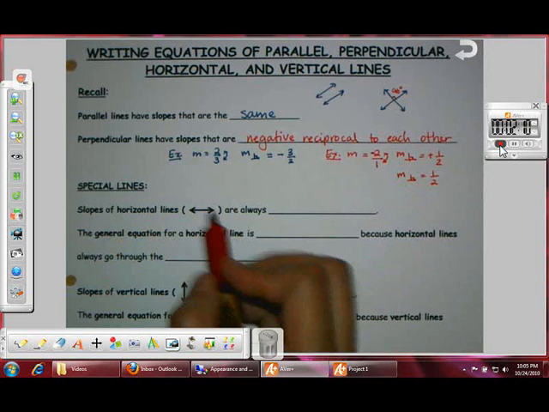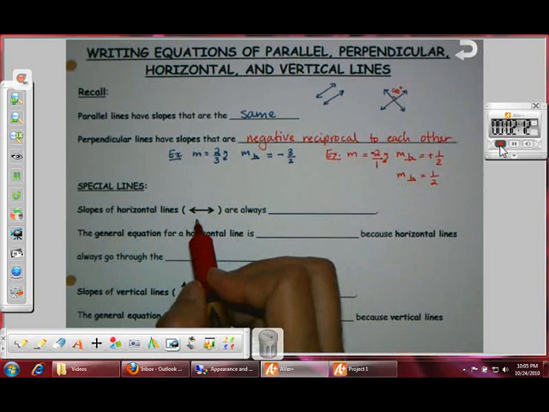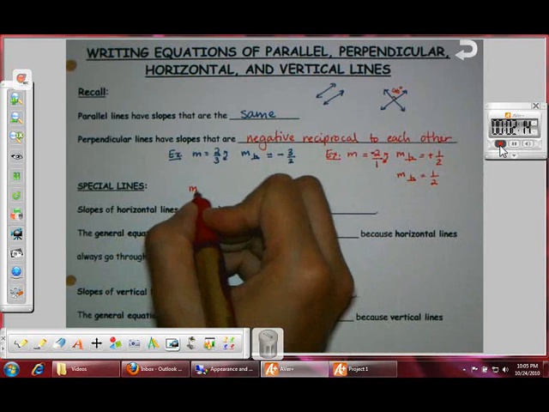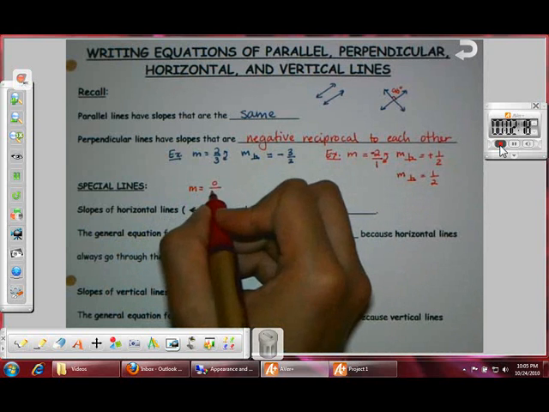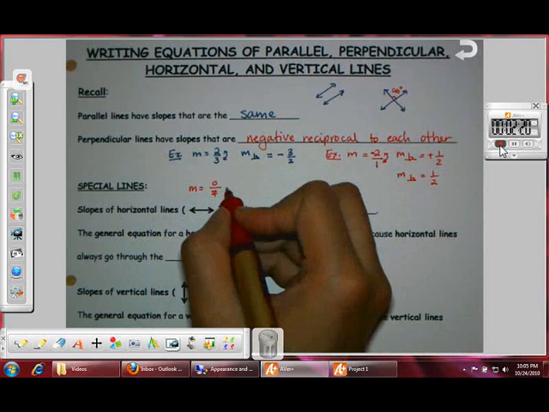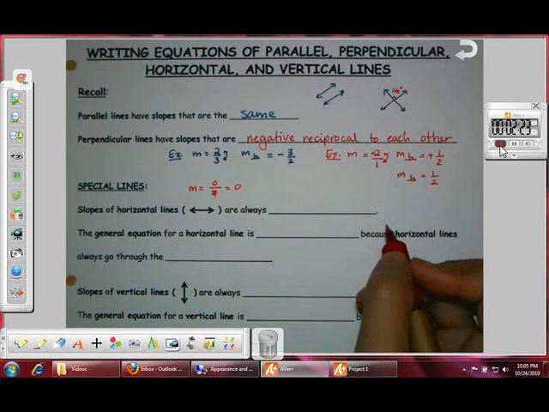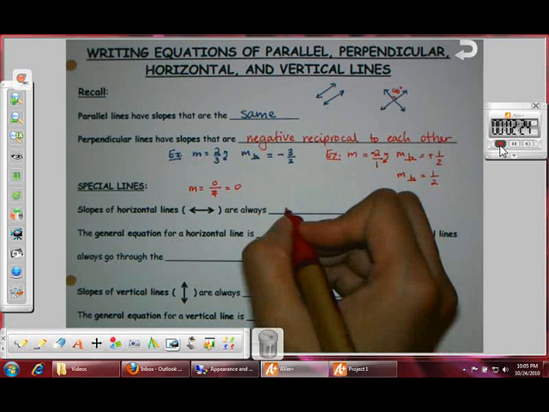Slopes of horizontal lines. A horizontal line goes this way. Slope is rise over run. If you look at a horizontal line, there is no rise, so the rise is 0. The run can be whatever. 0 divided by any number is 0. So horizontal lines always have a slope of 0.